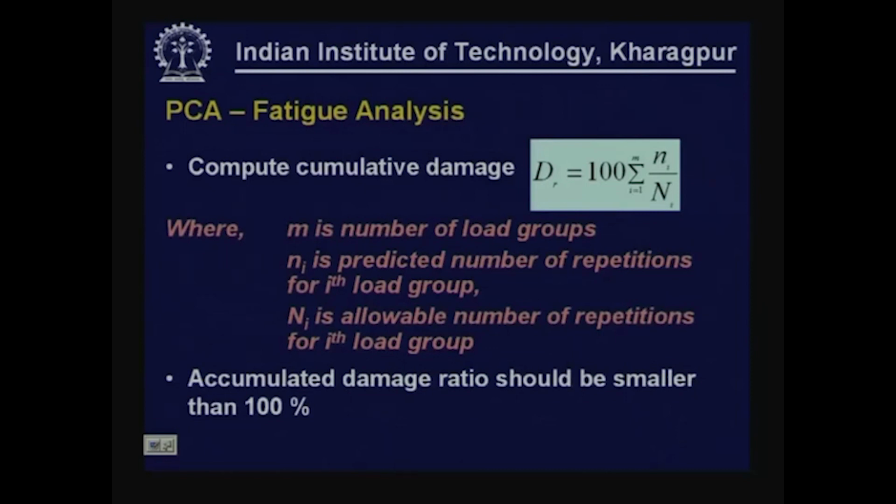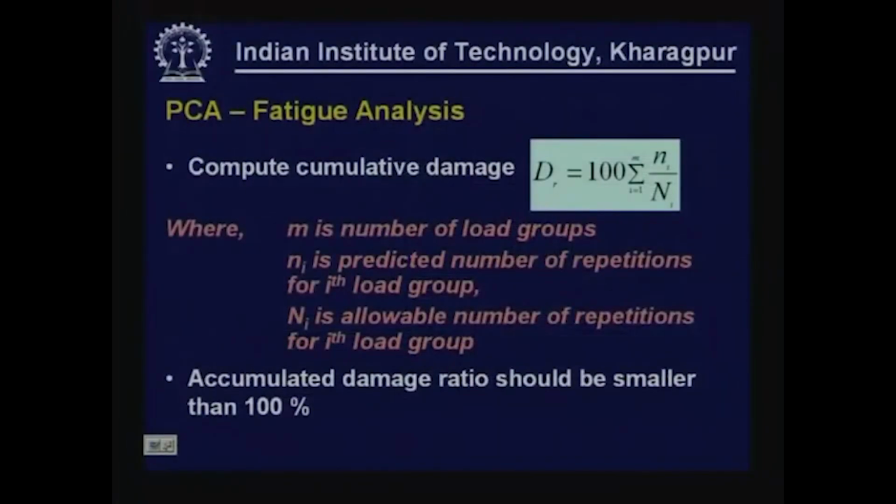Then n_i is the predicted number of repetitions for the ith load group. What is the number of load repetitions of the ith group, say 0 to 4 tons, expected to be applied on the pavement during its service life period? This has to be available to us from traffic projections. So, small n_i is the number of load repetitions of group i.